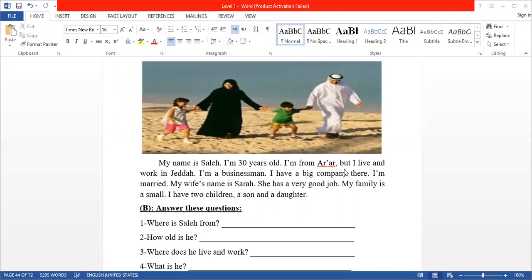Here, there refers to Jeddah. Here he has a big company in Jeddah. I'm married. My wife's name is Sarah. She has a very good job. My family is small. I have two children, a son and a daughter.